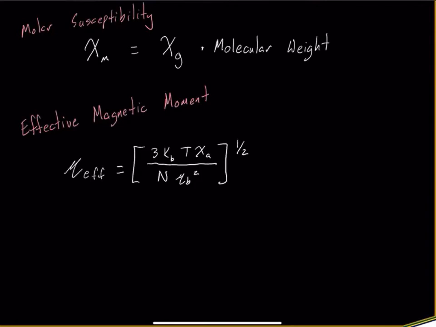Thankfully, through a number of assumptions, we can simplify this equation down dramatically and make our life a lot easier, because most of these things are constants or near enough to being constants that in our laboratory, we can treat them as if they were a constant. So this equation simplifies down to 2.828 chi m times T to the 1/2.